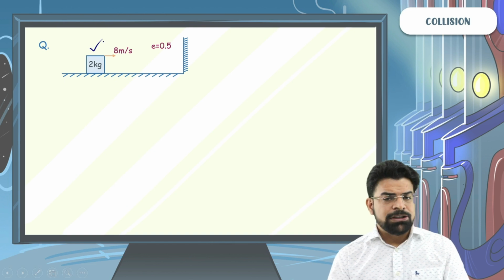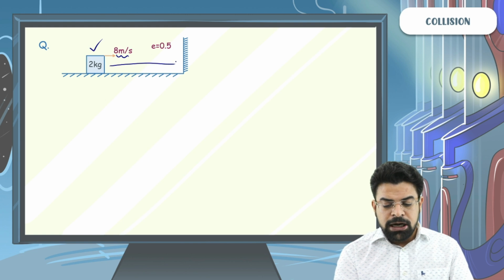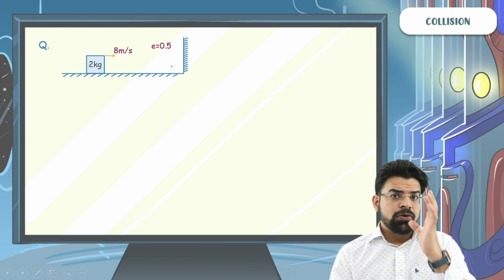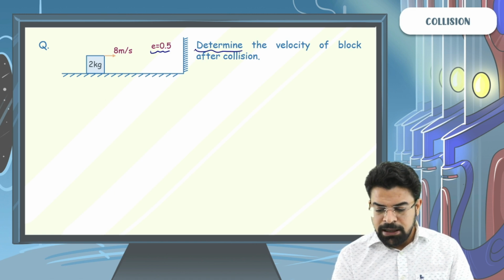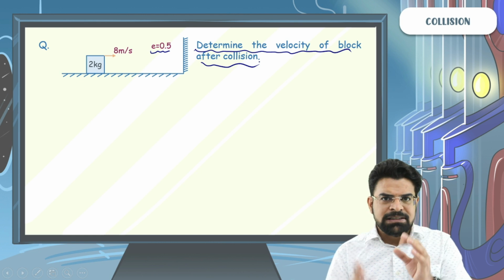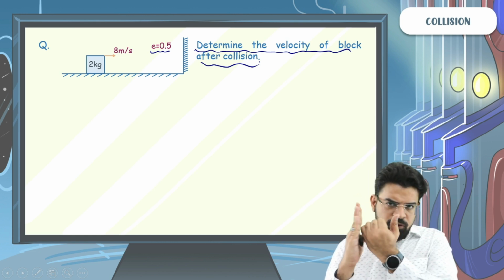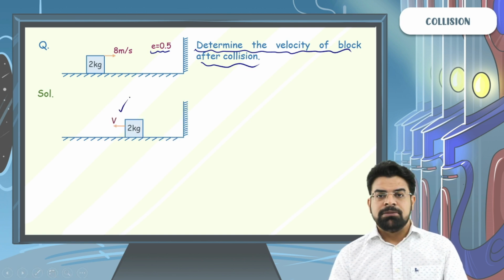There is a block of mass 2 kg going towards right with a speed of 8 meter per second. It goes and collides with the wall. For this particular collision, the coefficient of restitution is 0.5. The simple question, determine the velocity of block after the collision. So this is common sense that after collision, the block will move towards left. Let's say after collision, the block goes towards left with some speed v.